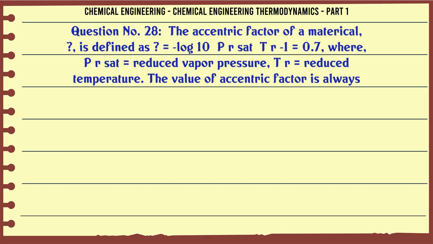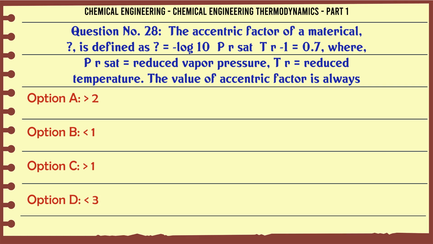The acentric factor of a material is defined as ω = -log10(PR sat) at TR = 0.7 minus 1, where PR sat is the reduced vapor pressure and TR is the reduced temperature.